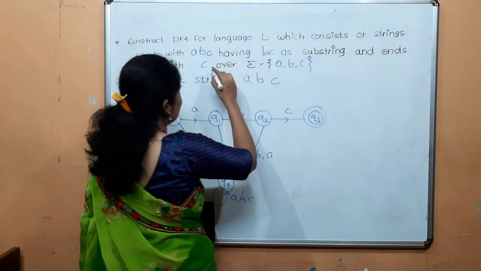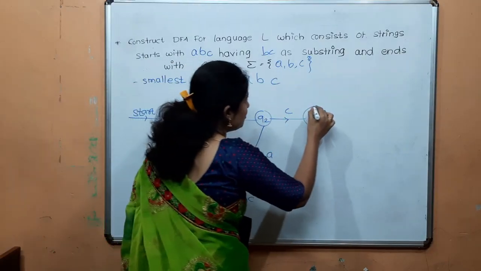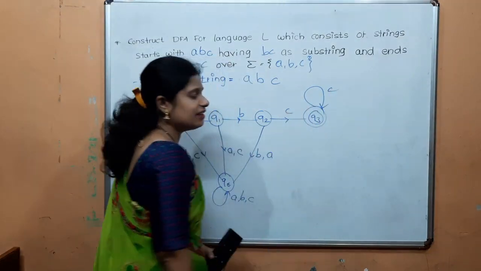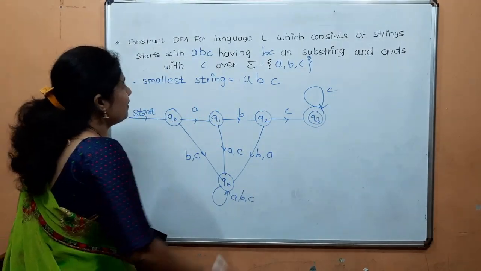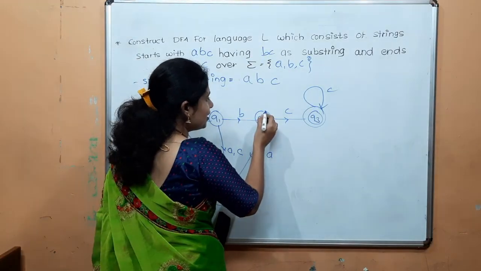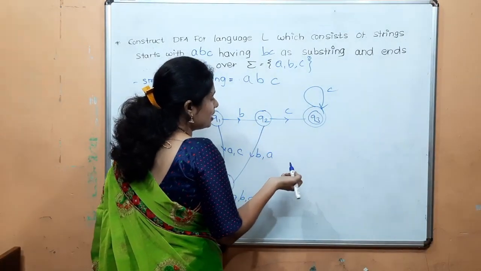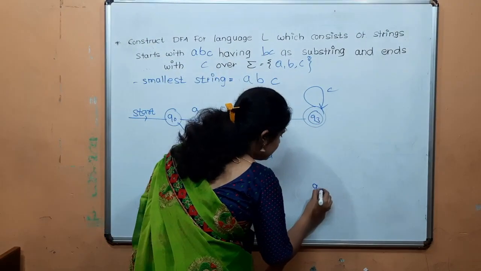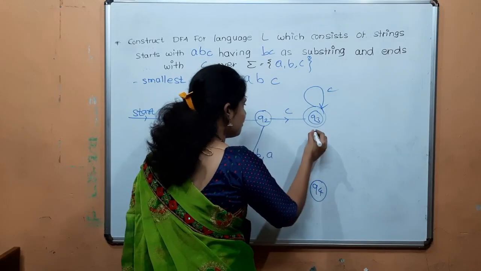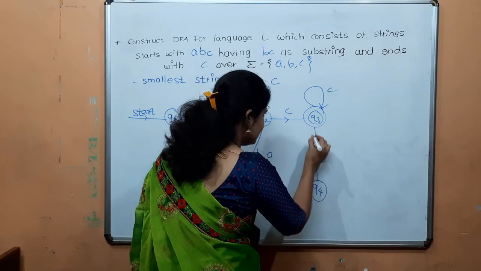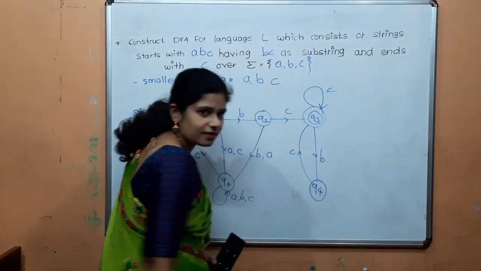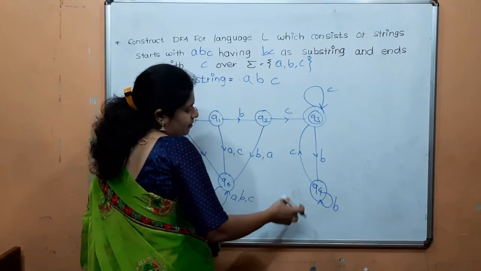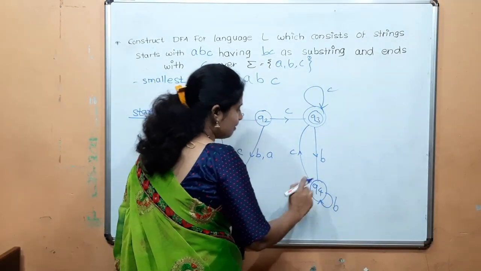Now see here, the condition is that the string ends with C. So here we can give the ends with C, a self loop of C. After that, the remaining part is having BC as a substring. After this C, if B occurs, then what can I do? I cannot give B here because this is the starts with part. So here we can add one more state, that is Q4. After this C, B will occur, then B, C. Number of B's will occur here, then we can use the self loop of B.